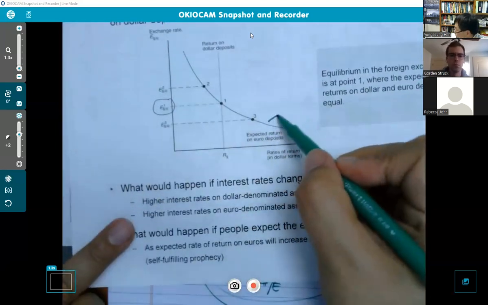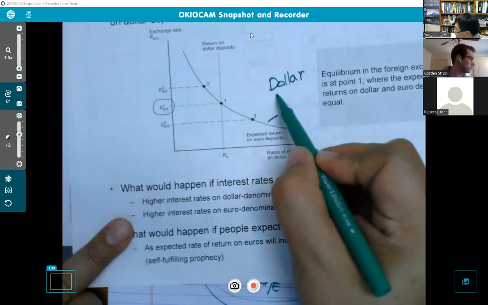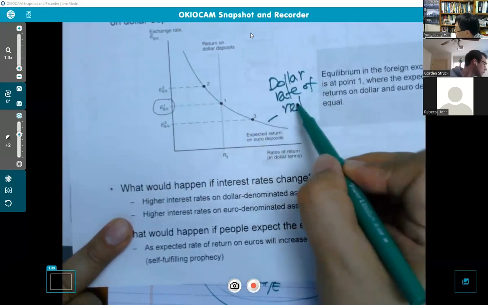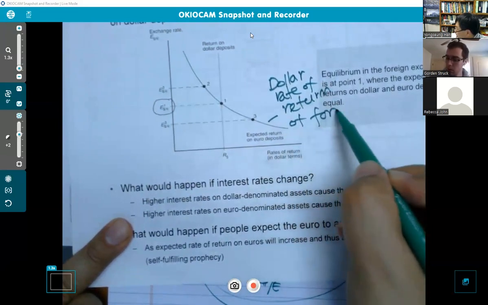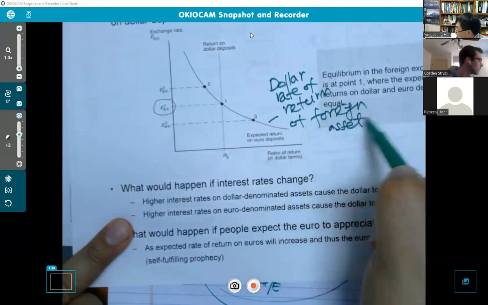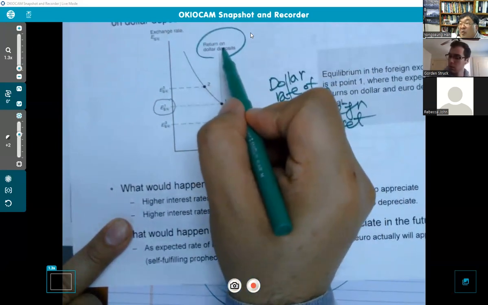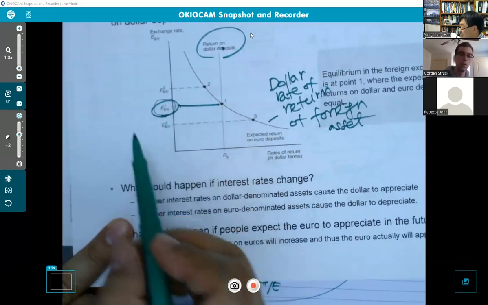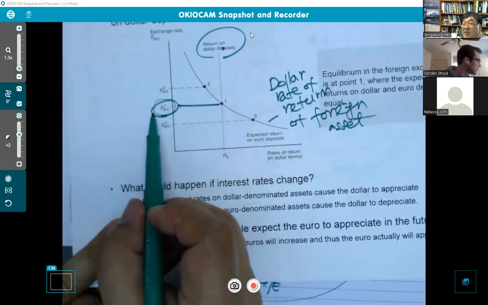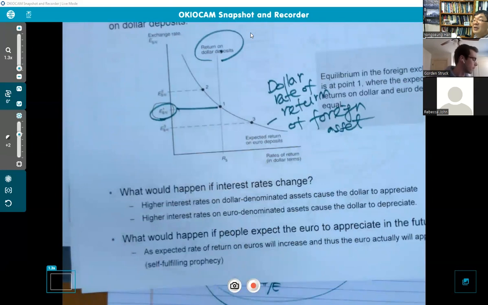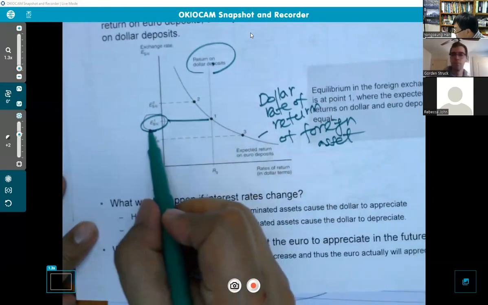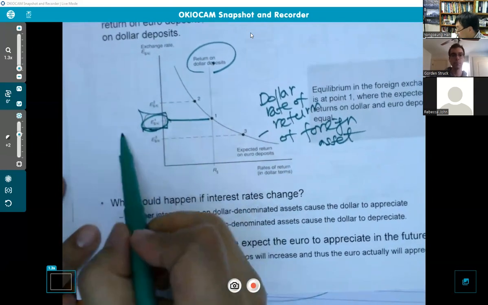This one shows dollar rate of return on foreign asset. This is the rate of return on domestic asset. So this is the exchange rate determined in this market. But as I said, this exchange rate does not stay the same. This changes all the time.